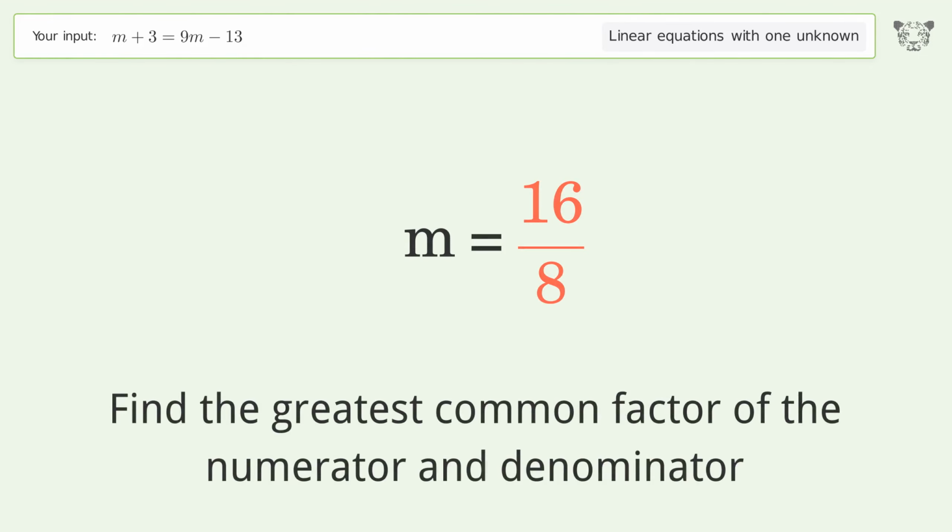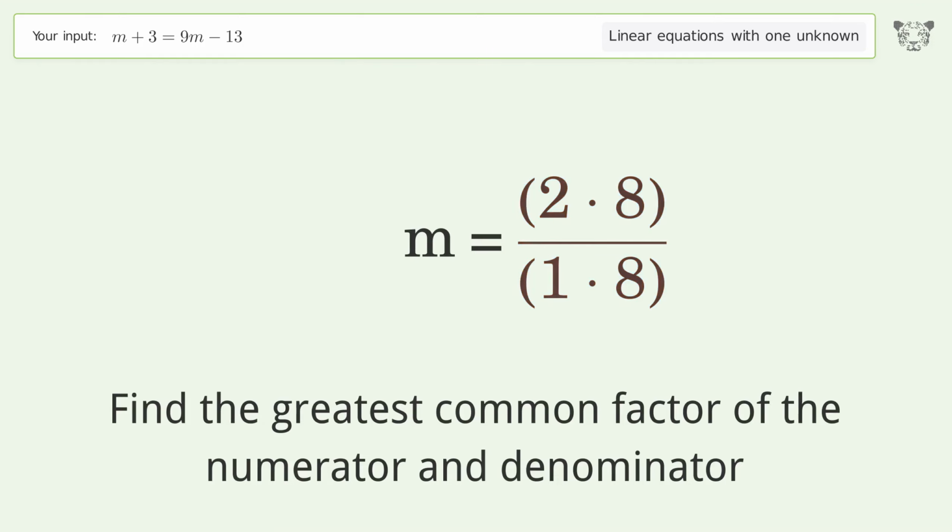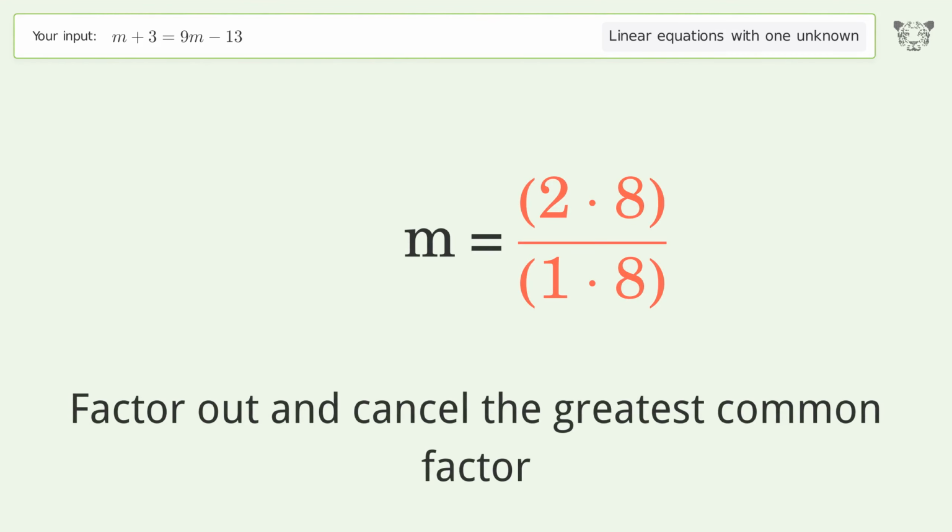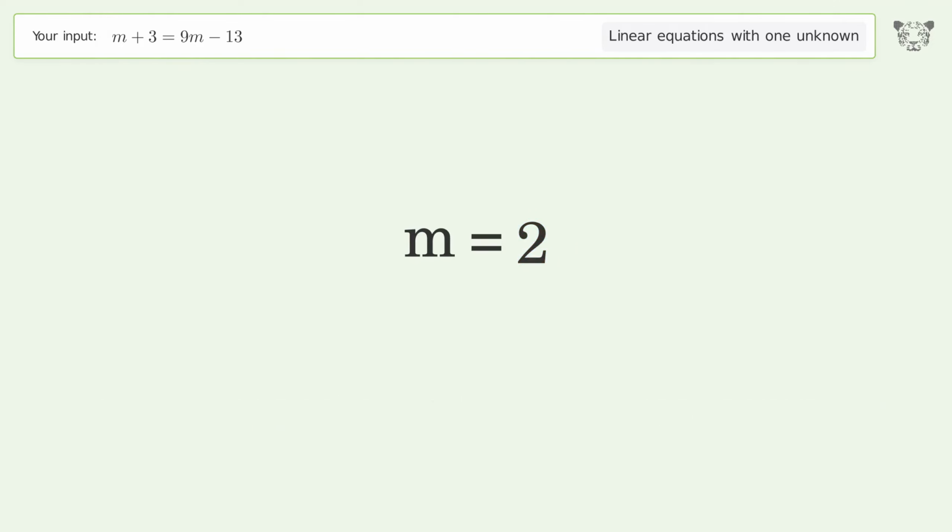Find the greatest common factor of the numerator and denominator. Factor out and cancel the greatest common factor. And so the final result is m=2.